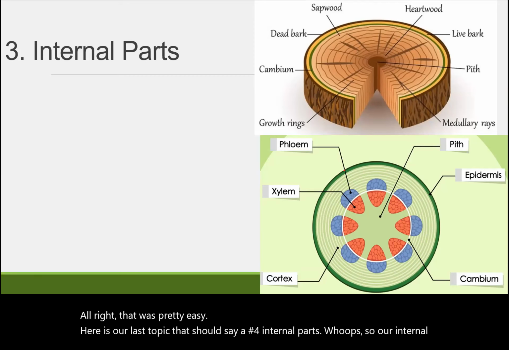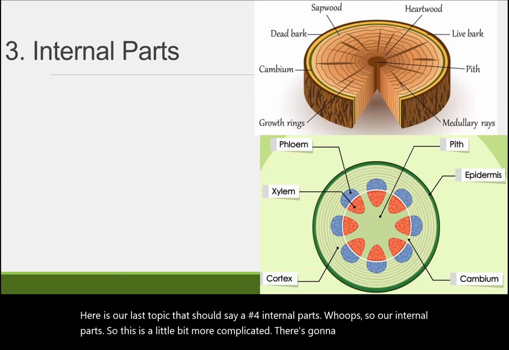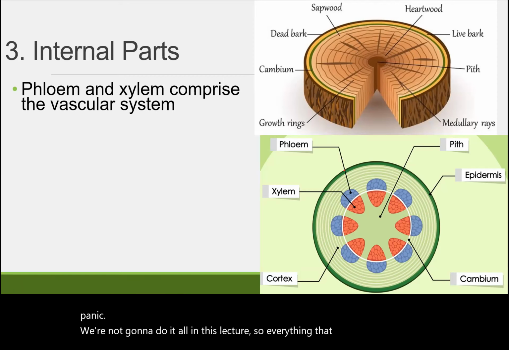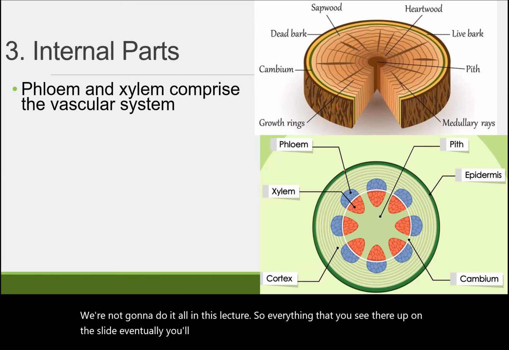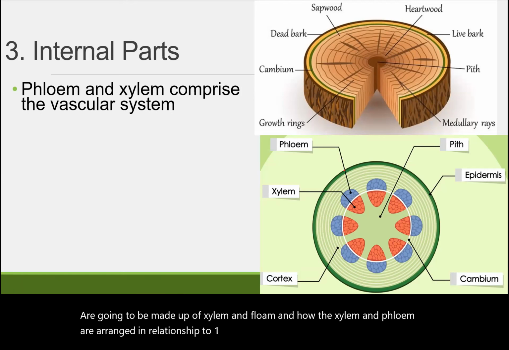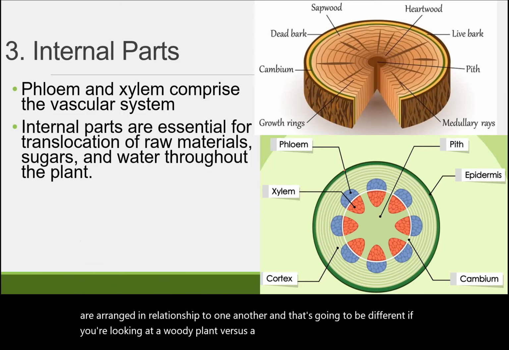So this is a little bit more complicated. There's going to be a lot of new vocabulary here, and we're just going to do it sort of slowly, so don't panic. We're not going to do it all in this lecture. So everything that you see there up on the slide, eventually you'll know it, but not right this second. So just take a deep breath. But basically our internal parts are going to be made up of xylem and phloem, and how the xylem and phloem are arranged in relationship to one another. And that's going to be different if you're looking at a woody plant versus a herbaceous plant, okay?